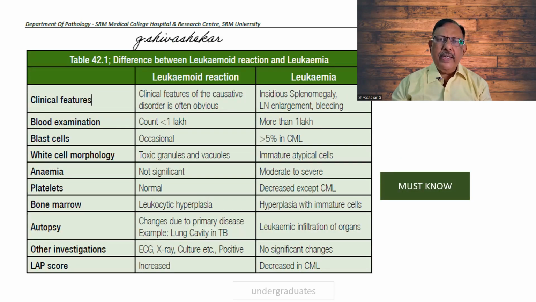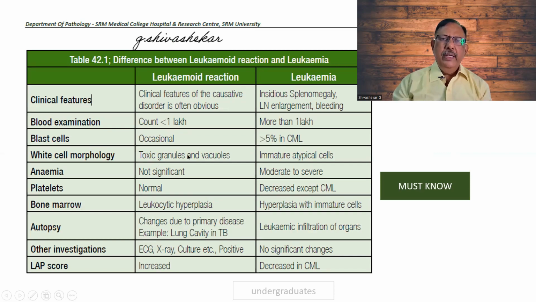This is an important tabular column which you shall memorize. You can answer a number of questions with it. In the clinical features, you will find the underlying disease. In leukemia, there can be splenomegaly or lymph node enlargement. The blood count is less than 1 lakh in leukemoid reaction, whereas in leukemia it can very easily be more than 1 lakh. Blast cells are occasional in leukemoid reaction, but in CML they will be more than 5%, and it goes up to 20% in a case of blast crisis.